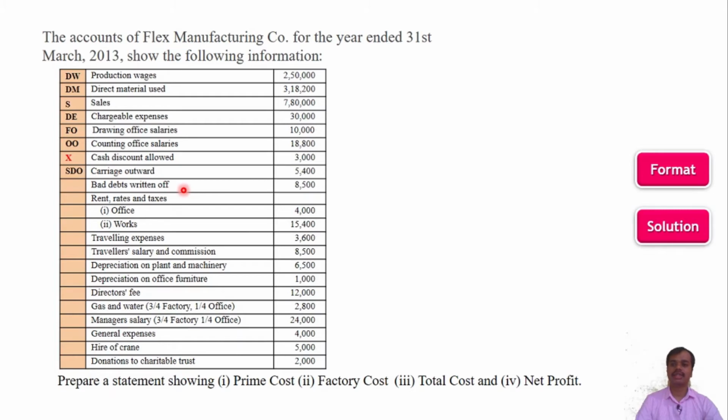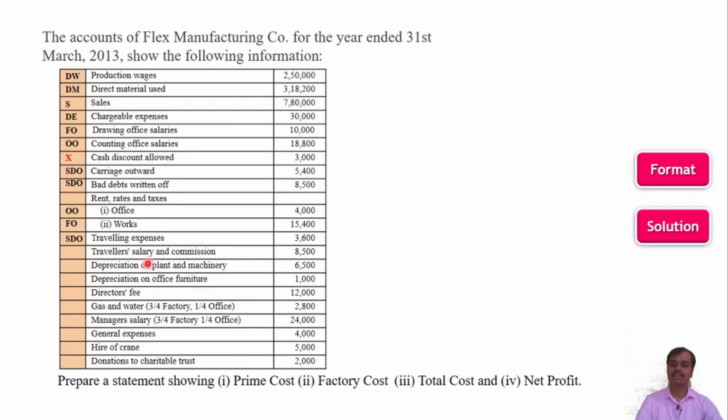Next is bad debts written off. Bad debts written off is related with selling and distribution overheads. Then they have given rent, rates and taxes in two ways, office and works. Office, obviously office overheads, and works is related with factory overheads. Next is traveling expenses. It comes under selling and distribution overheads.